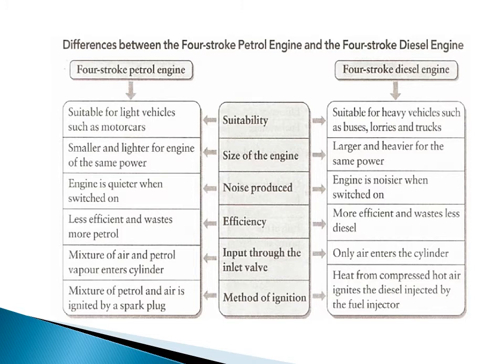Okay, method of ignition. The mixture of petrol and air is ignited by the spark plug. For the diesel engine, there is no spark plug, but the heat from the compressed hot air ignites the diesel injected by the fuel injector. So that is the 1, 2, 3, 4, 5, 6 differences between these two, the 4-stroke petrol engine and the diesel engine.